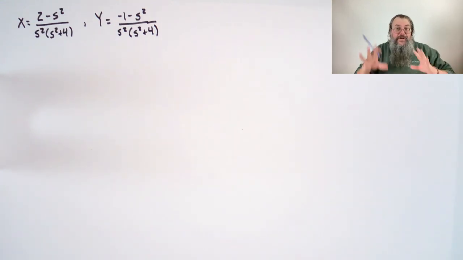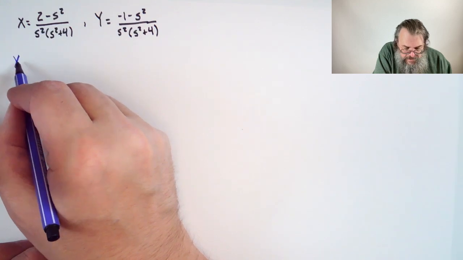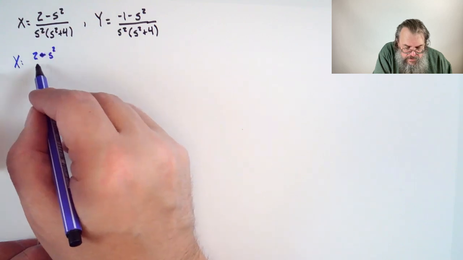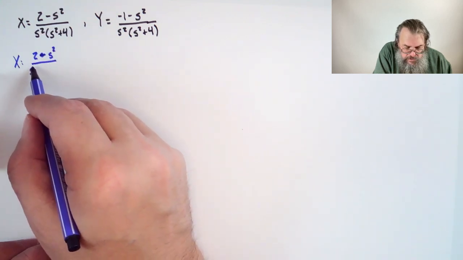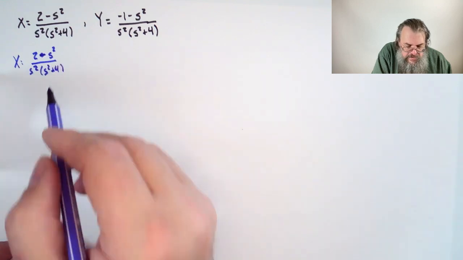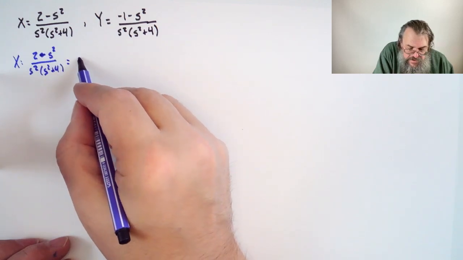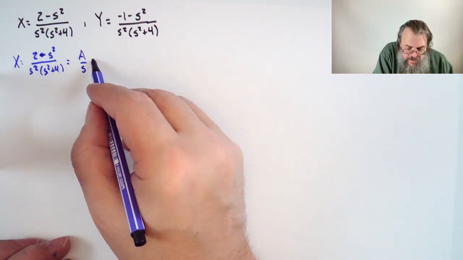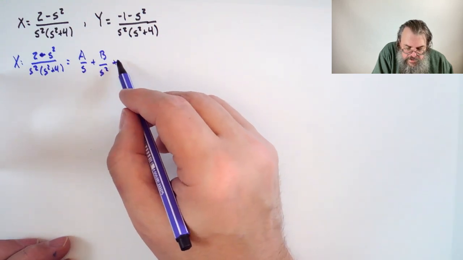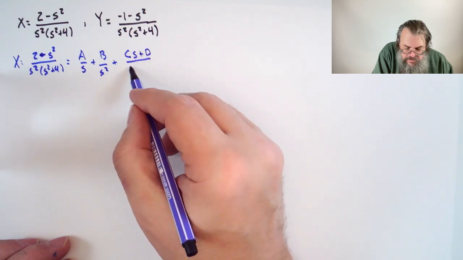So it doesn't really matter which one you start with, so let's start with X. So starting with X, we look at our denominator and say, well, what does it look like? Namely, we have an s squared and an s squared plus 4. Now that s squared, that's (s minus 0) quantity squared. So what that's going to do is it's going to look like something over s plus something over s squared plus (something s plus d) over (s squared plus 4).